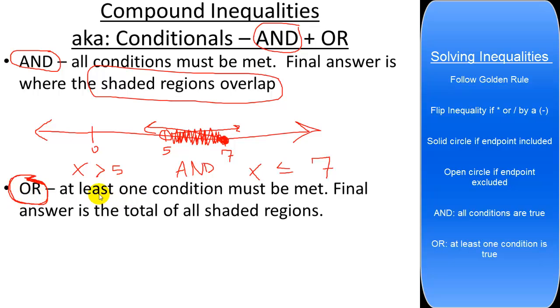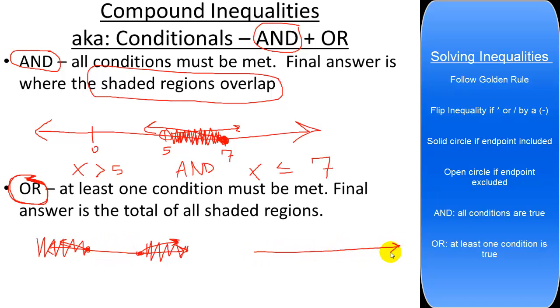With an "or", as long as any part of the region is shaded by any of your solutions, so you graph all your solutions on top of each other, and as long as any part is shaded, that's part of your final answer. So a lot of times with an "or", you'll get a couple of possibilities if you have 2 things. Possibility 1 is you'll have this one go that way, and this one go that way, in which case all of this is your answer, and all of this is your answer. So your answer would be everything except that empty part in the middle.